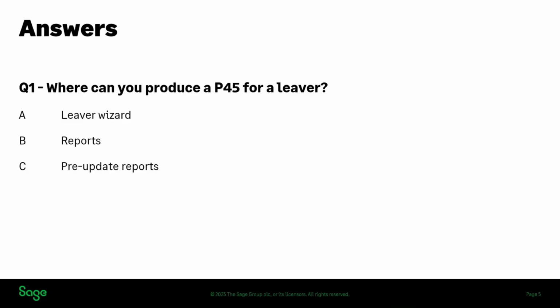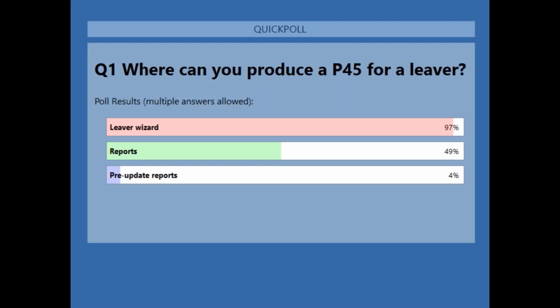But first, let's reveal the answer for question one, which was, where can you produce a P45 for a leaver? If I reveal the results before we bring Duncan in, let's share those results on screen for you. We had 97% went through the leaver wizard, 49% for the reports, and 4% for pre-update reports. Don't worry if that one didn't add up to 100%. Remember, there was more than one answer that you could select. So I'm going to hide that now. We'll bring Duncan in to reveal the answer. So over to you, Duncan.